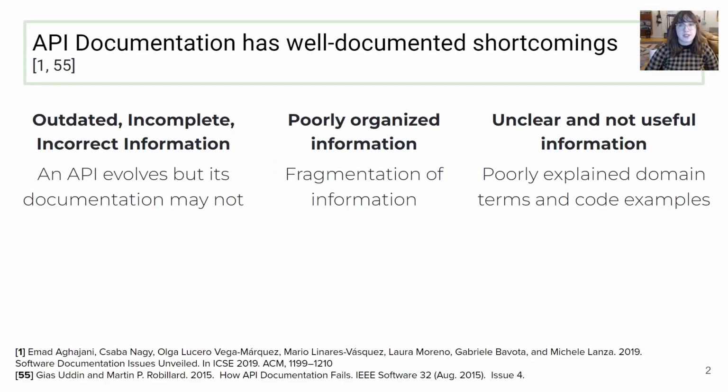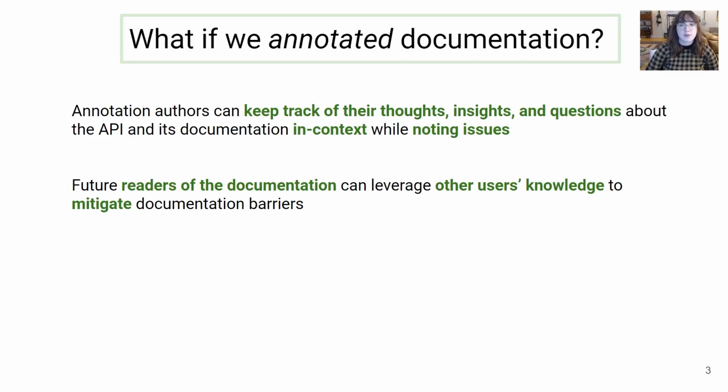API documentation is notoriously problematic, and a large body of software engineering research has uncovered specific issues, including incorrect, poorly organized, and not useful information. In our work, we explore to what extent annotations may be used to address documentation issues while supporting developers' learning. Annotation authors can keep track of their thoughts, insights, and questions in context, and future readers can leverage their learning.